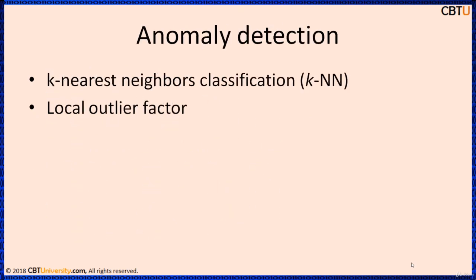Anomaly detection or outlier detection is the identification of items, events, or observations which do not conform to an expected pattern or other items in a dataset.